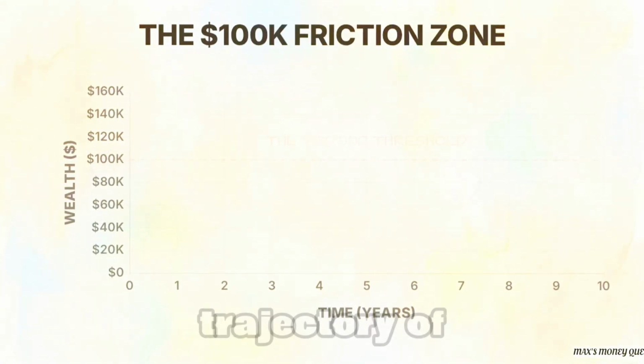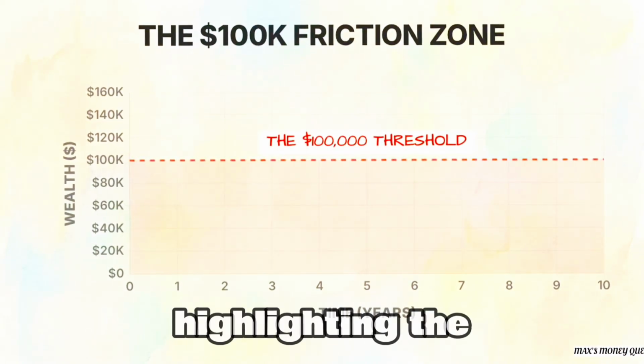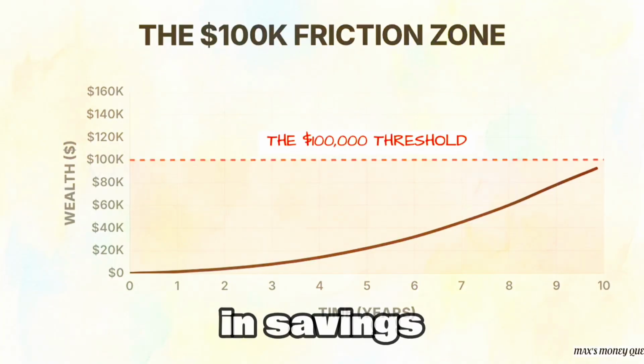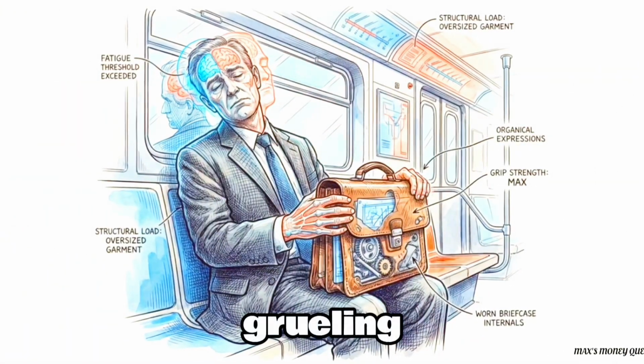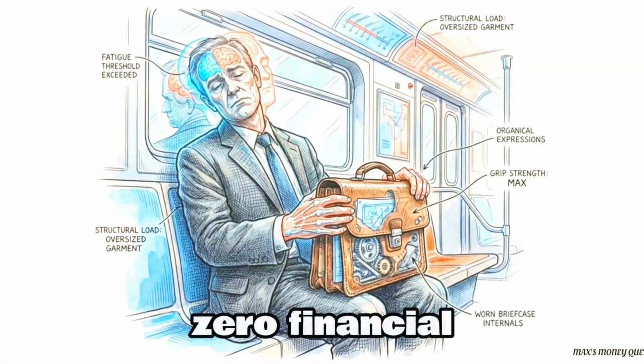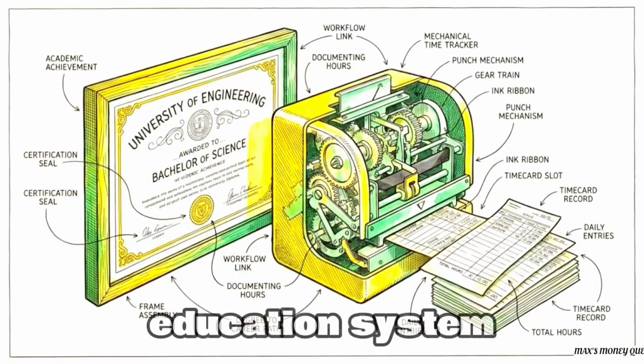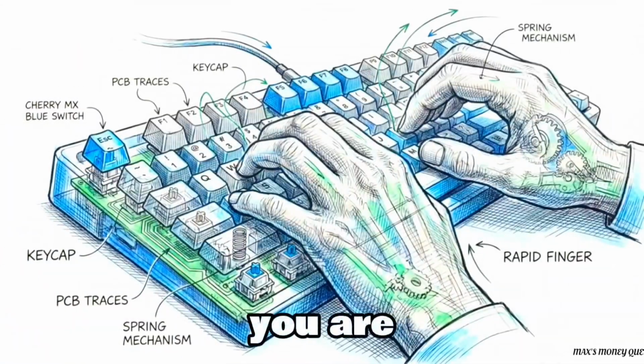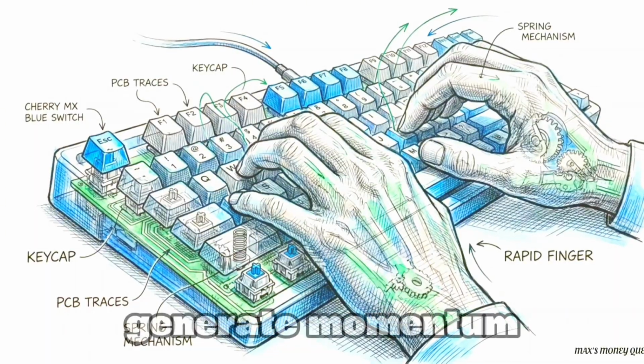This graph tracks the trajectory of early wealth building, highlighting the steep red friction zone between 0 and the first $100,000 in savings. This initial phase is grueling because the individual possesses 0 financial leverage. Coming out of the education system, your only tradable assets are your skills and your physical time. You are relying purely on human capital to generate momentum.